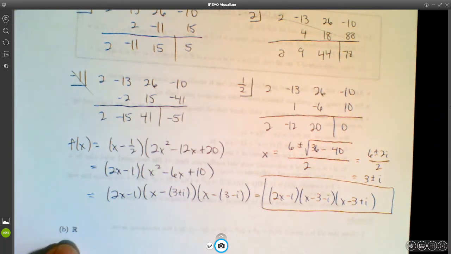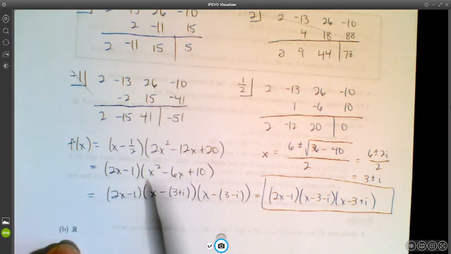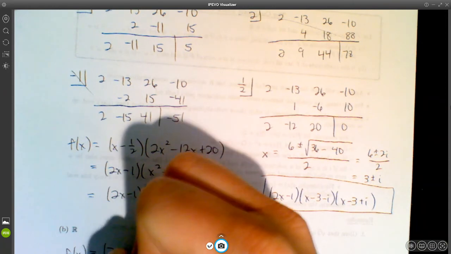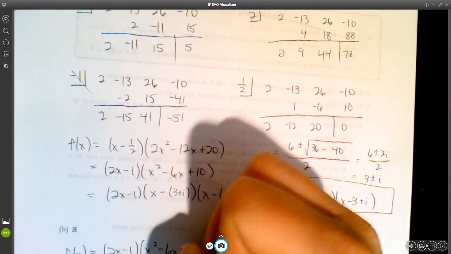Now, if we want a complete factorization over the reals, then we're not allowed to have complex coefficients. Okay? That means that we need to combine these last two factors. And if we do that, we know that we're going to get this factor, x squared minus 6x plus 10. So the complete factorization over the reals would be 2x minus 1 times x squared minus 6x plus 10.